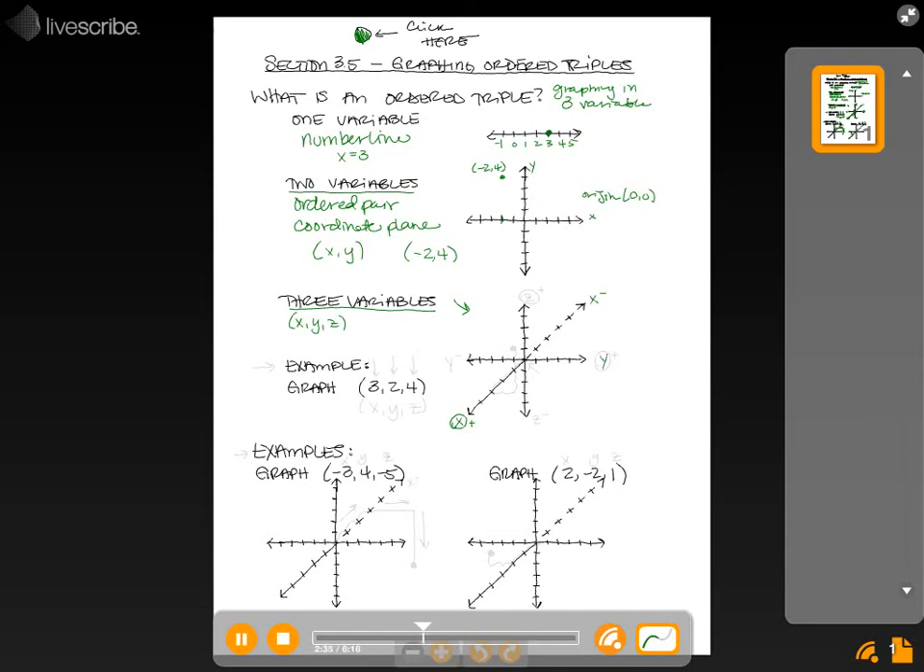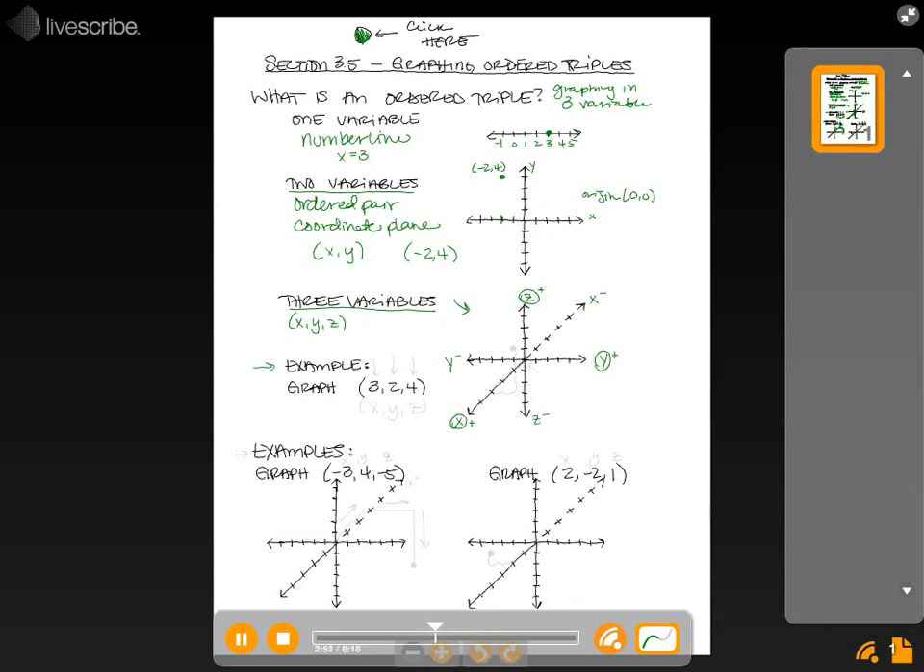Okay, so there's our x-axis. Our y-axis is the one that moves horizontally. To the right is positive, and to the left is negative. So here's our y-axis. Our z-axis moves up and down. Up is positive, and down is negative.